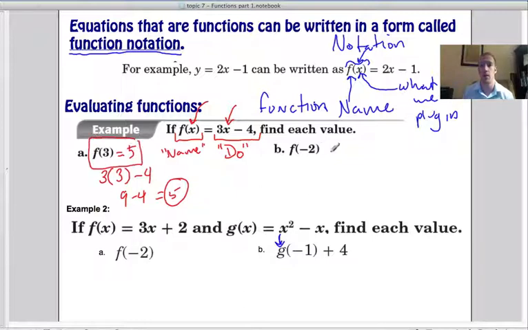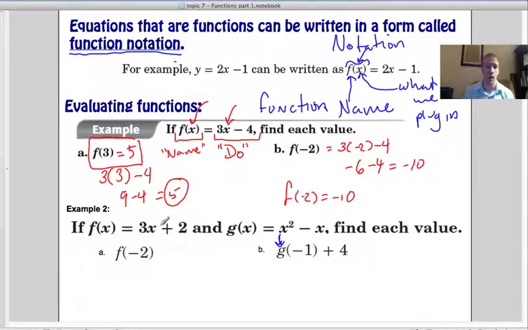Plug in a negative 2. So that's going to be 3 times whatever we plug in minus 4. Alright, so we're plugging in a negative 2. So 3 times negative 2, and you just crunch the numbers. So f of negative 2 equals negative 10.